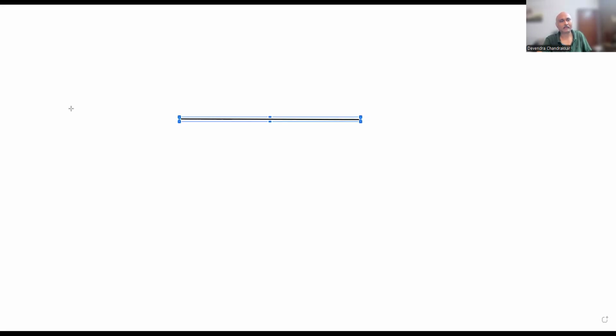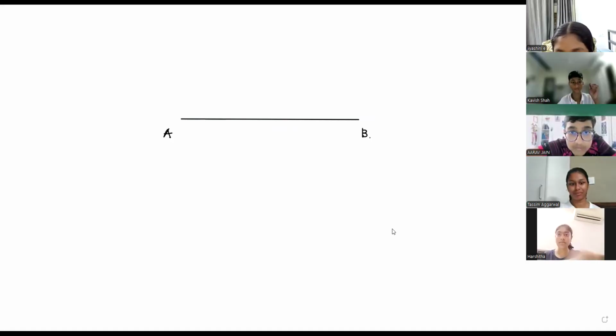So this is the line, right? This is end A, this is end B. All of you measure the length and write your responses in the comment window.